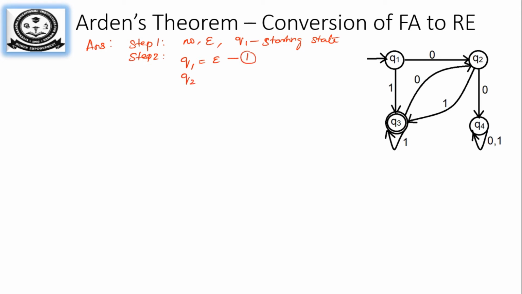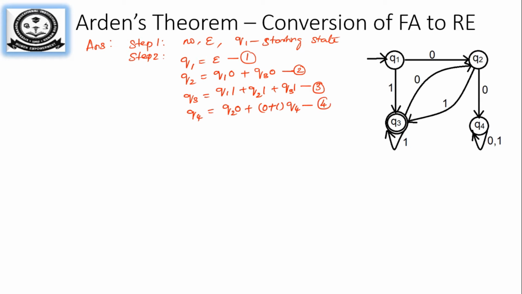So next one is Q2. You can see the transition is from Q1 and Q3. So you will write Q1 of 0 plus Q3 of 0. So you will have it as equation number 2. Similarly, Q3 has a transition from Q1, Q2 and Q3 with the input 1. So you will write it as Q1 of 1, Q2 of 1 and Q3 of 1. So we will term this as equation 3. Then the final expression, Q4, for the state. It has a transition from Q2 for input 0 and it has a self transition. So we will write it as 0 plus 1 Q4. Now this is equation number 4.